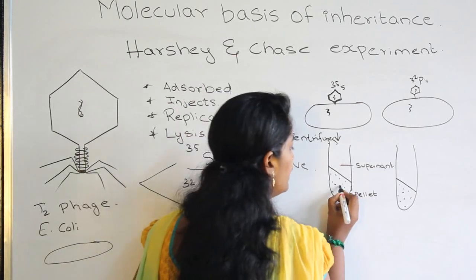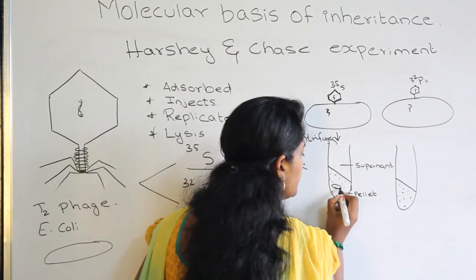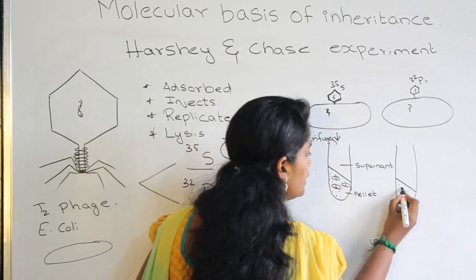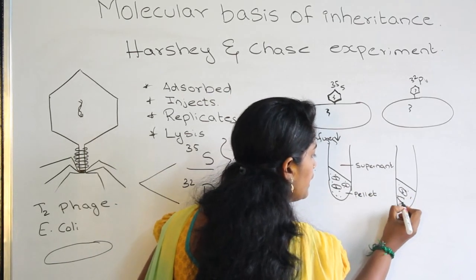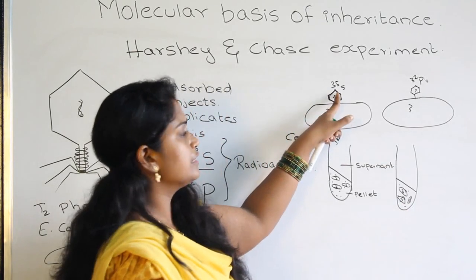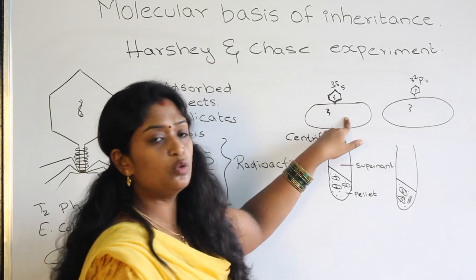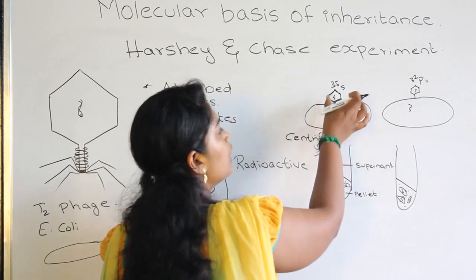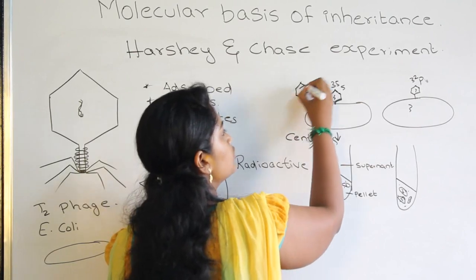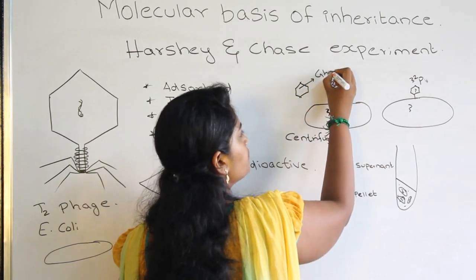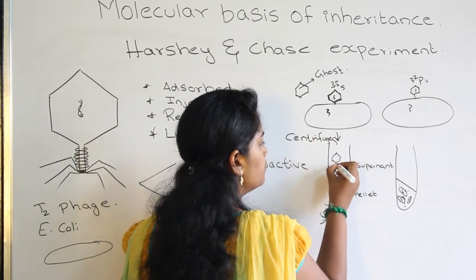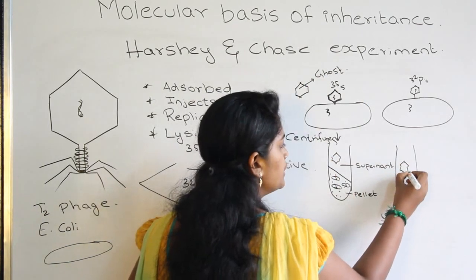Here in the pellet, the bacterium containing the DNA will be at the bottom. Even here, the bacterium containing the DNA will settle at the bottom, and once the DNA has been injected into the host organism, the capsid becomes empty. The empty capsid is called a ghost. Now we can see only the ghost here, and even here we have the ghost.